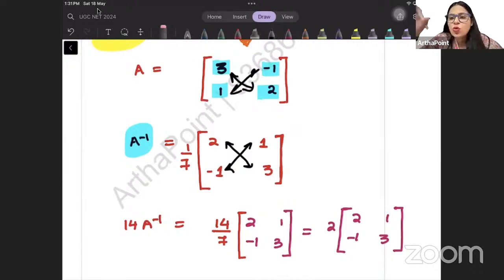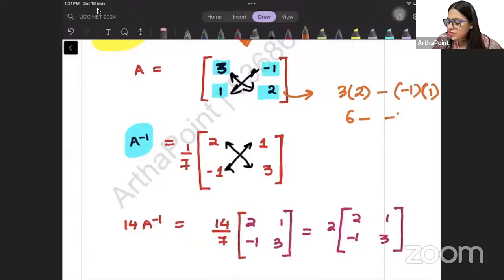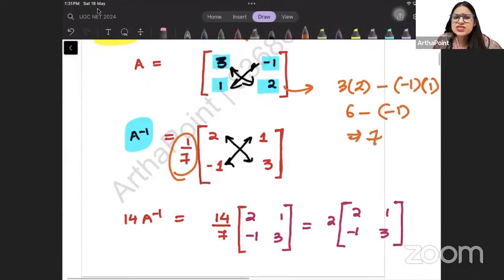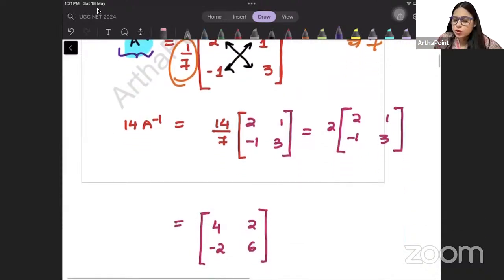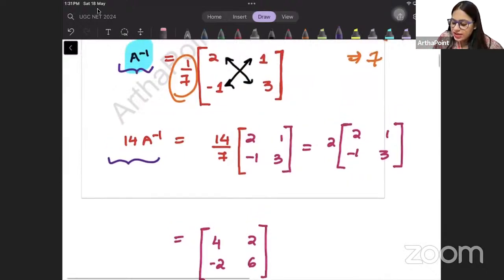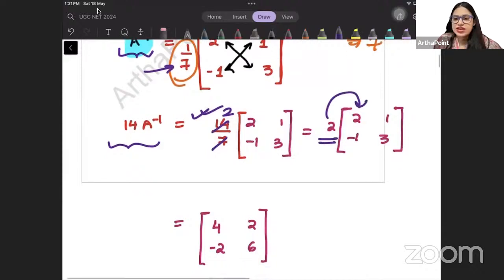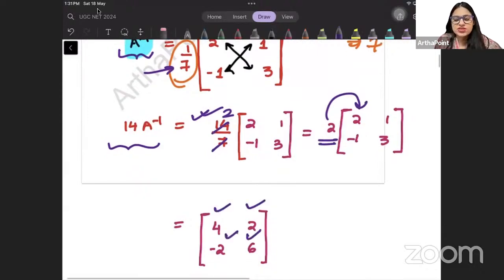So I have tried to find the determinant. We know that the determinant will be 3 into 2 minus -1 into 1. So 6 minus -1, that means 7. So my determinant is 7, and this is simply the inverse of A. Once I have written the inverse of A, I will just multiply this with 14, because this is what they're asking me to do. So I get 14 here. 14 by 7 is simply 2, and when 2 goes inside, it becomes 4, 2, minus 2 and 6.